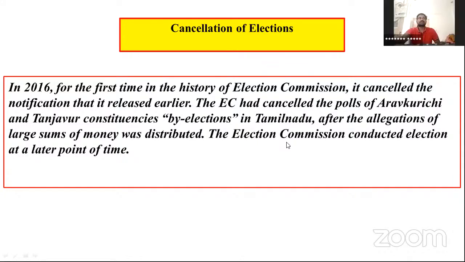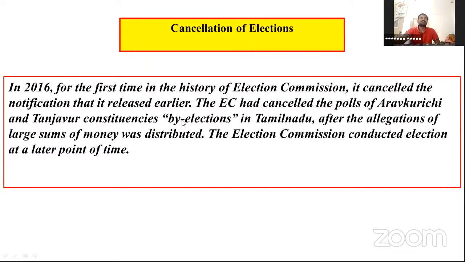Look at this. In 2016, for the first time in the history of the Election Commission, it cancelled the notification that it had released earlier. The Election Commission cancelled the polls of Aravakurichi and Thanjavur constituencies by-elections in Tamil Nadu after the allegation that large sums of money were distributed. The Election Commission conducted the election at a later point of time.